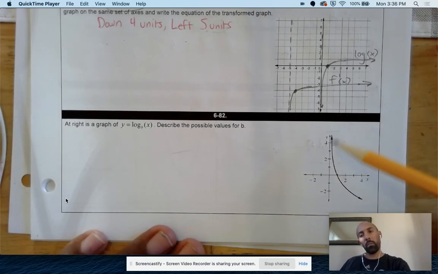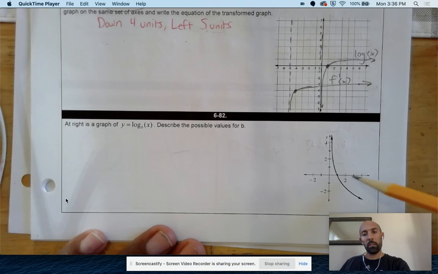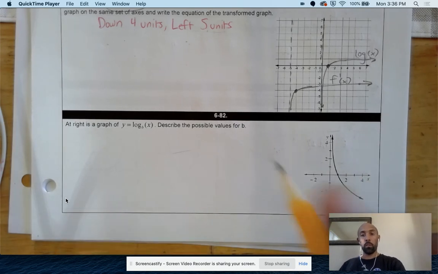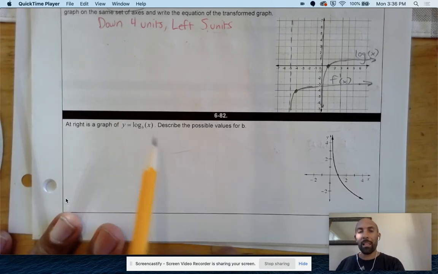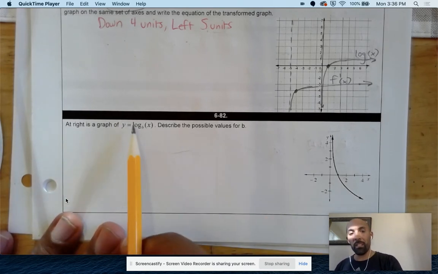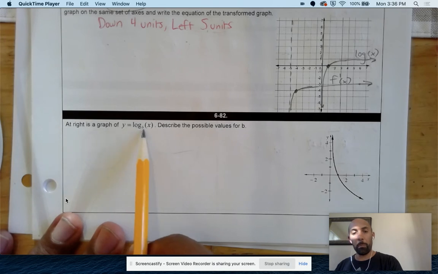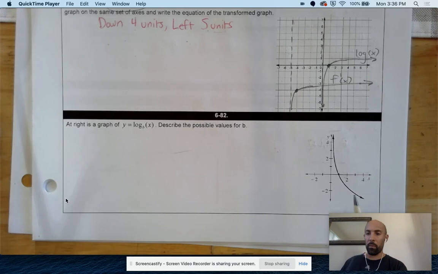Now, normally you would say, okay, well, it's the same thing flipped upside down because it still goes through (1, 0), right? So we'd say that's a reflection. So all we do is we put a negative in front. But that's not what we're changing. We're not changing a negative in the front. We're changing b. So what does b have to be in order for this to flip? That's what we have to figure out here.